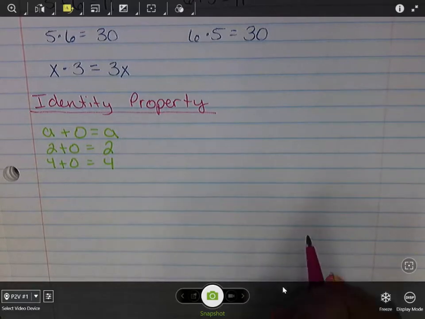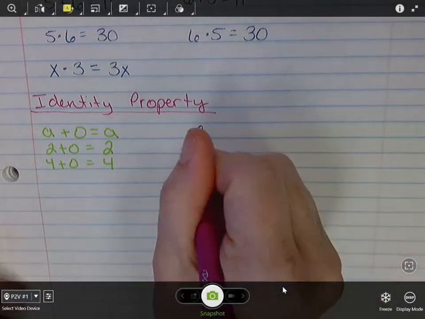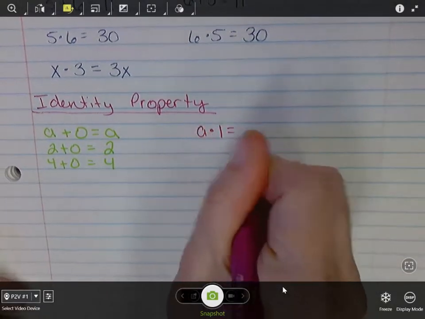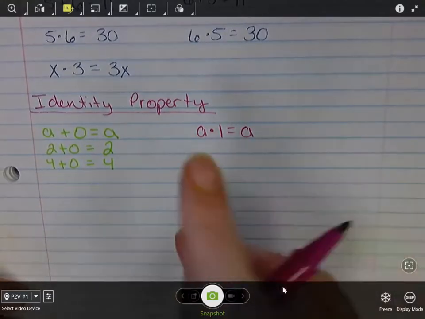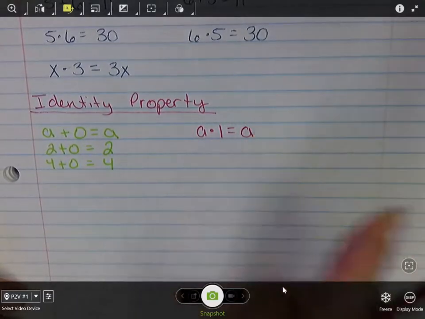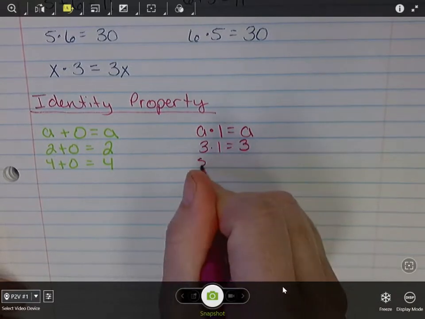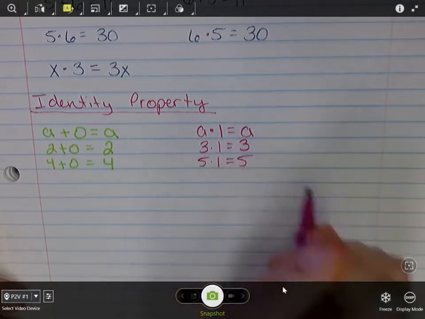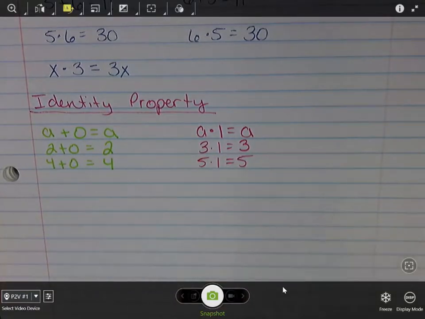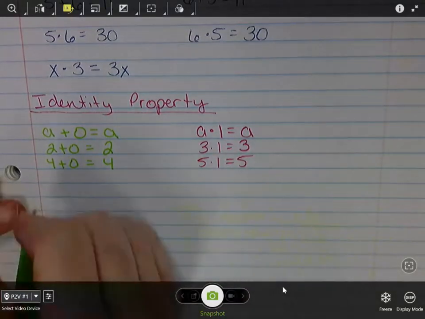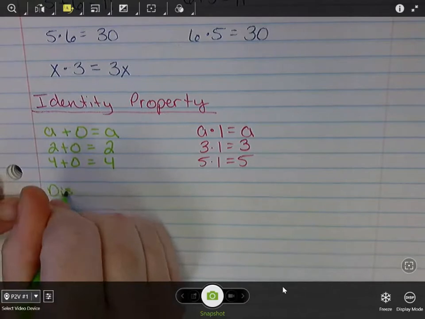Same thing with the number 1 in multiplication. If you multiply anything times 1, you get itself. So a times 1 is just a. 3 times 1 is 3. 5 times 1 is 5. Anything times 1 is itself. And the last property that we're going to discuss, review, is distributive property.